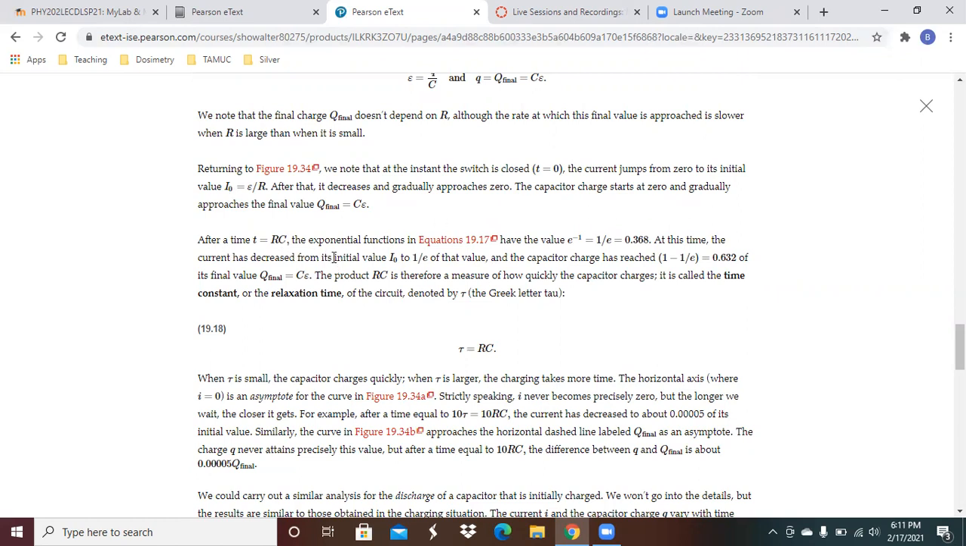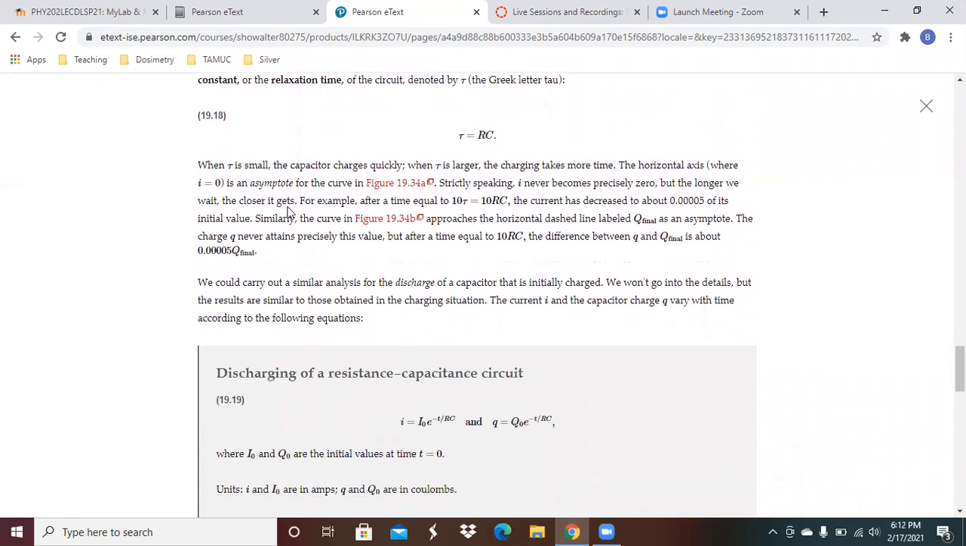After a time t equal to RC, the exponential functions have the value of this. At this time, the current has decreased from its initial value to 1 over e of that value, and the capacitor charge has reached this fraction of its final value. The product RC is therefore a measure of how quickly the capacitor charges. So this is going to be called the time constant, or the relaxation time of the circuit, and it's denoted by the Greek letter tau. When tau is small, the capacitor charges quickly. When it's larger, the charging takes more time.